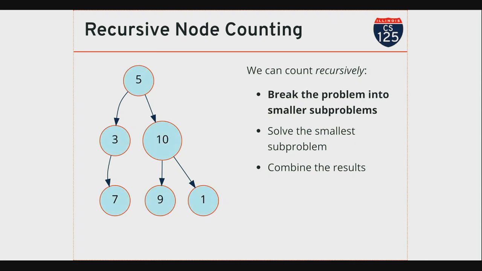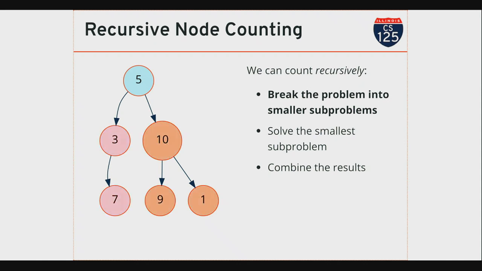All right, so here's how we're going to do this with counting. Here's the big problem that we're trying to solve. We're trying to count all the nodes in this tree. And keep in mind, I don't even know where these nodes are. All my tree has is a reference to the node with value 5. It has a reference to the root, okay? So how are we going to break this problem into smaller subproblems?